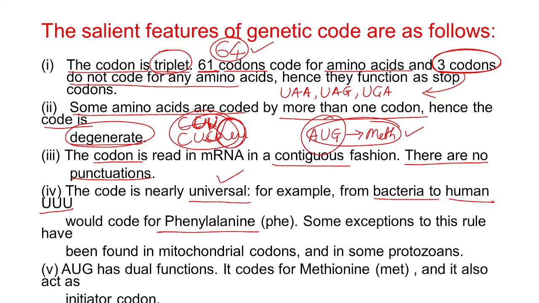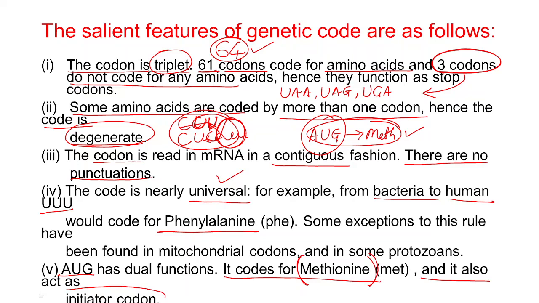Next one, AUG has dual function. That means the codon AUG has 2 functions. First, it acts as the initiator codon. Second, it is also responsible for coding the amino acid methionine. Do remember, it has 2 functions. Clear?